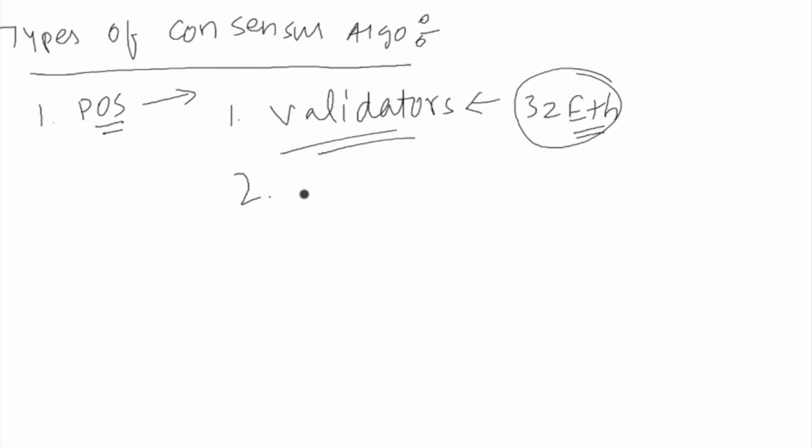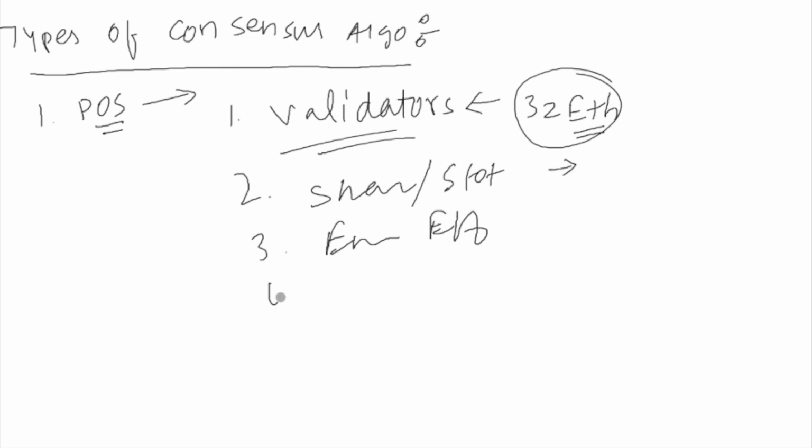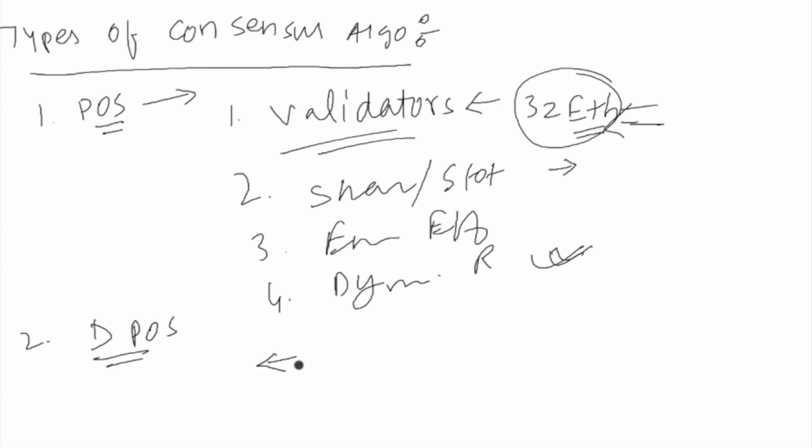Now the second point is how to increase the throughput. You can use sharding, or I can say slots, okay, which we use in NoSQL databases. Third one is that it is energy efficient. Fourth one is that it uses dynamic rewards based on stake. So whatever stake you put, the minimum is 32 ether, based on that you get rewarded. Now the second type is delegated proof of stake, where a bid will happen, you will vote and you will get a reward.